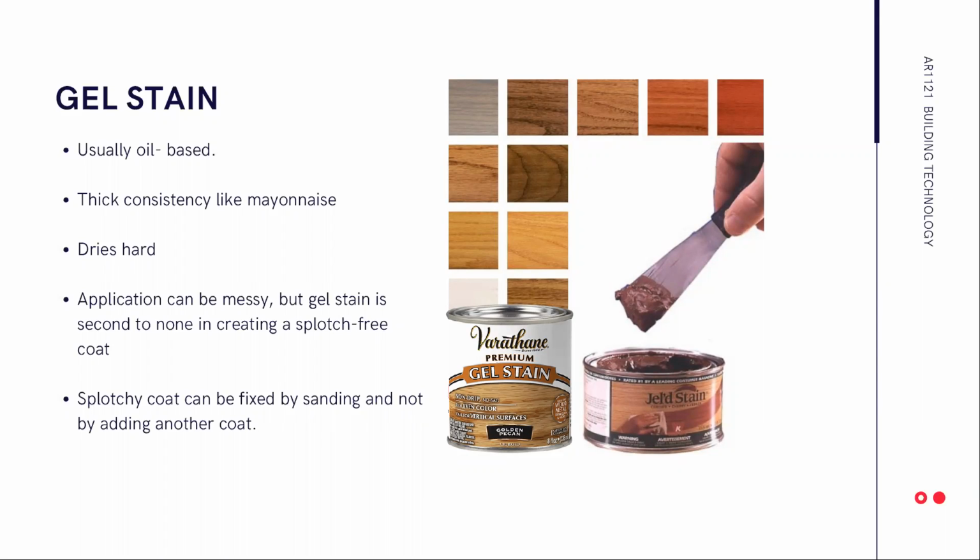Next is gel stain. It is usually oil based and it is thick in consistency like mayonnaise. And it also dries hard. Application can be messy, but gel stain is second to none in creating a splotch-free coat. So if ever you get a splotchy coat, it can be fixed by sanding and not by adding another coat. So you just sand until the surface is soft and smooth.